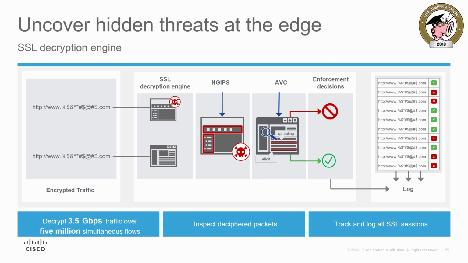So in terms of uncovering hidden threats at the edge, you can identify SSL communications and decrypt the traffic with SSL decryption before performing attack, application, and malware detection. This decryption can be performed at 3.5 Gbps rate over 5 million simultaneous flows. SSL decryption can be deployed in both passive and inline modes and supports HTTPS and StartTLS-based applications.